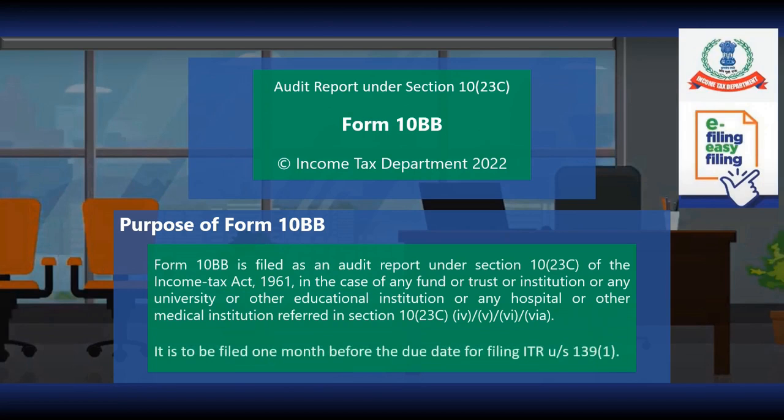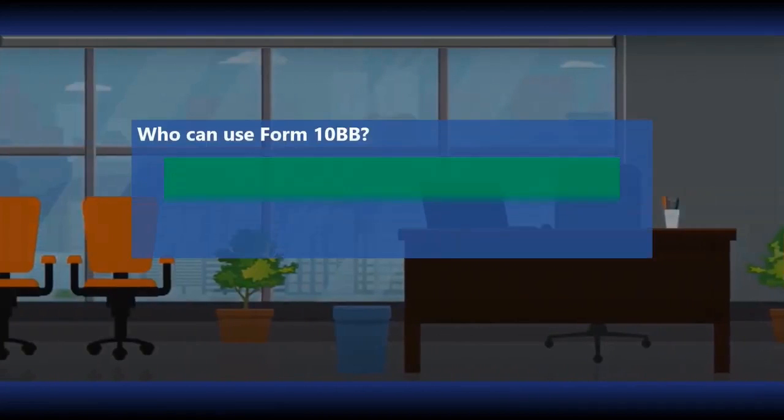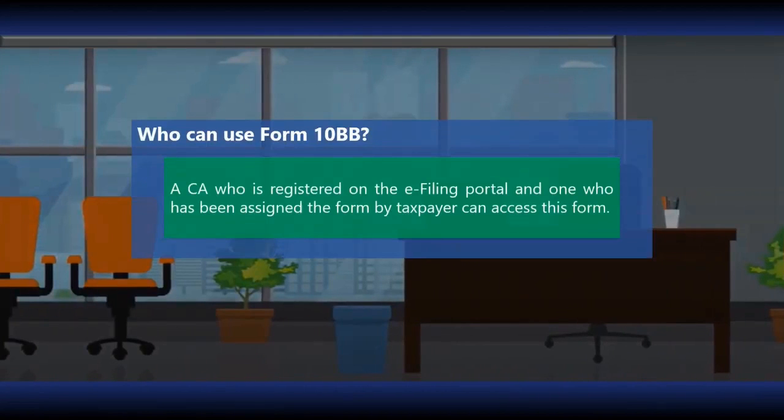The form is required to be filed 1 month before the due date of filing income tax return under Section 139, subsection 1. The form can be used by a chartered accountant who is registered on the e-filing portal and one who has been assigned the form by the taxpayer.